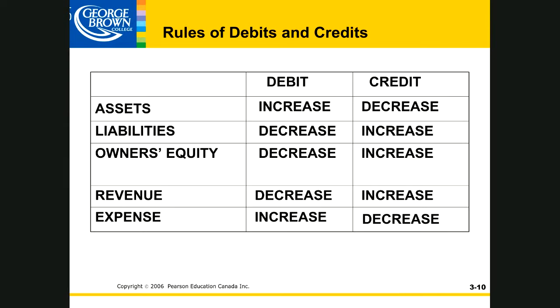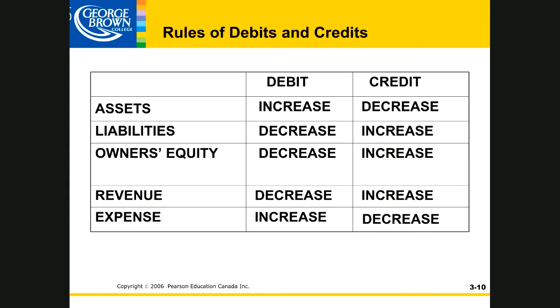Here are your rules of debits and credits. Assets increase on the debit side of the journal, or you show an increase, more money going into asset accounts, on the debit side. You show that asset accounts are losing money by posting information to the credit side.